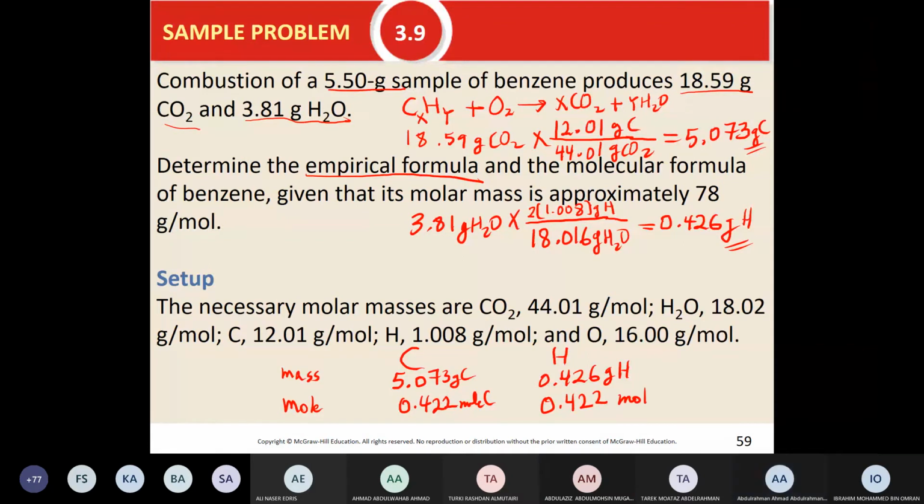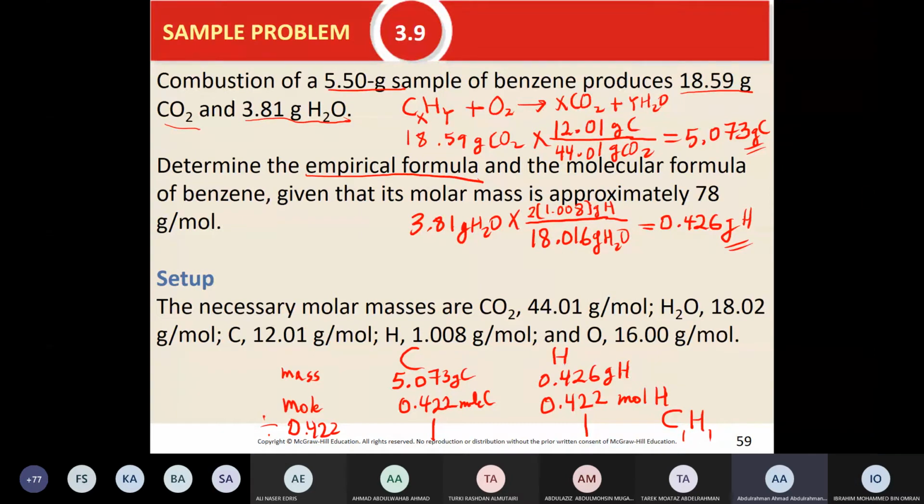Okay, what's the next step? Divide by the smallest number. Which one is the smallest number? They're both 0.422, the same. So it will be 1 to 1. And what will be the empirical formula? CH. You don't have to put 1 to 1. How easy? Very easy.